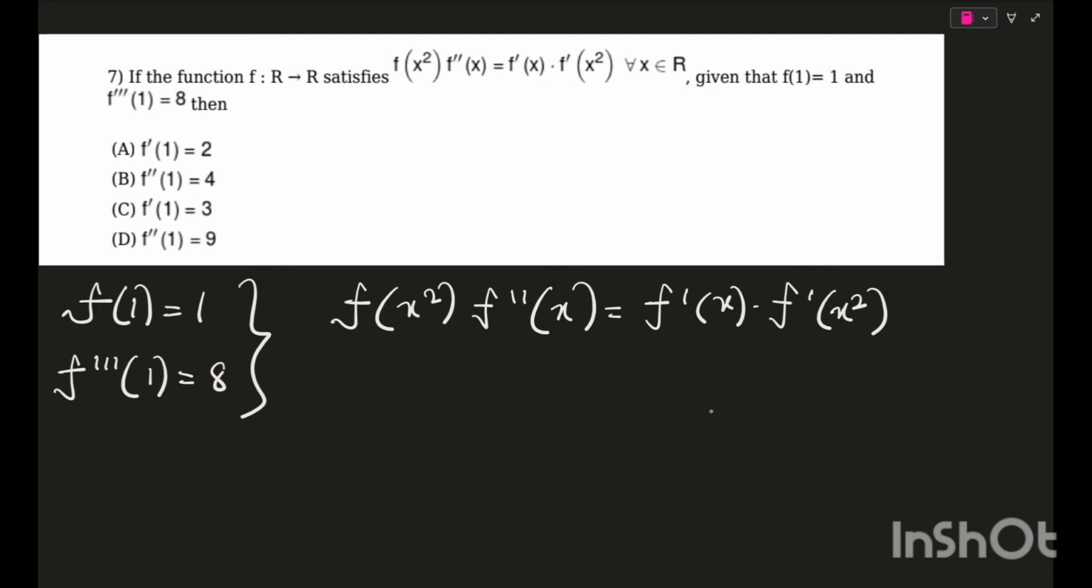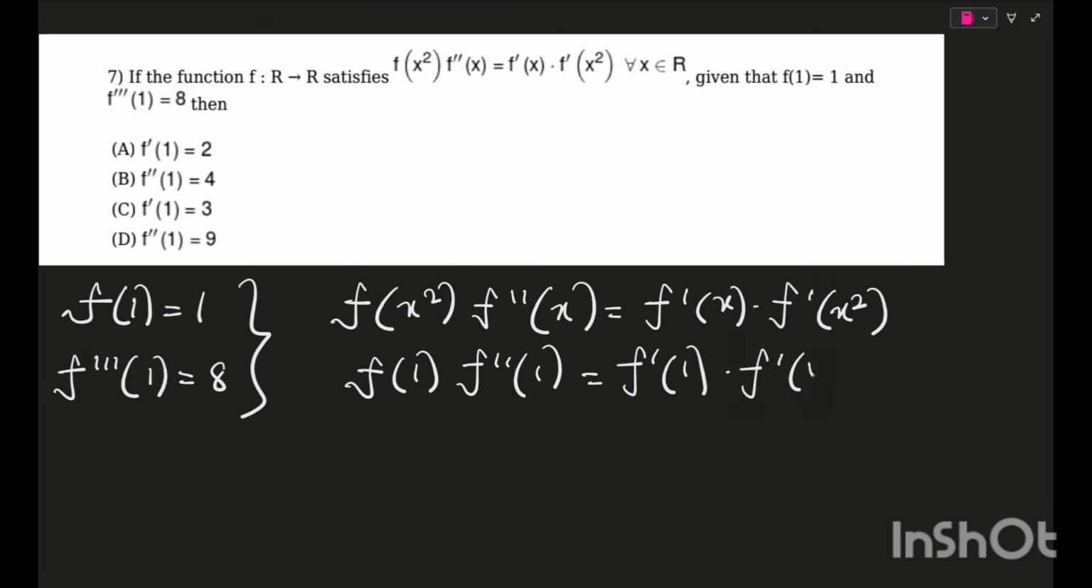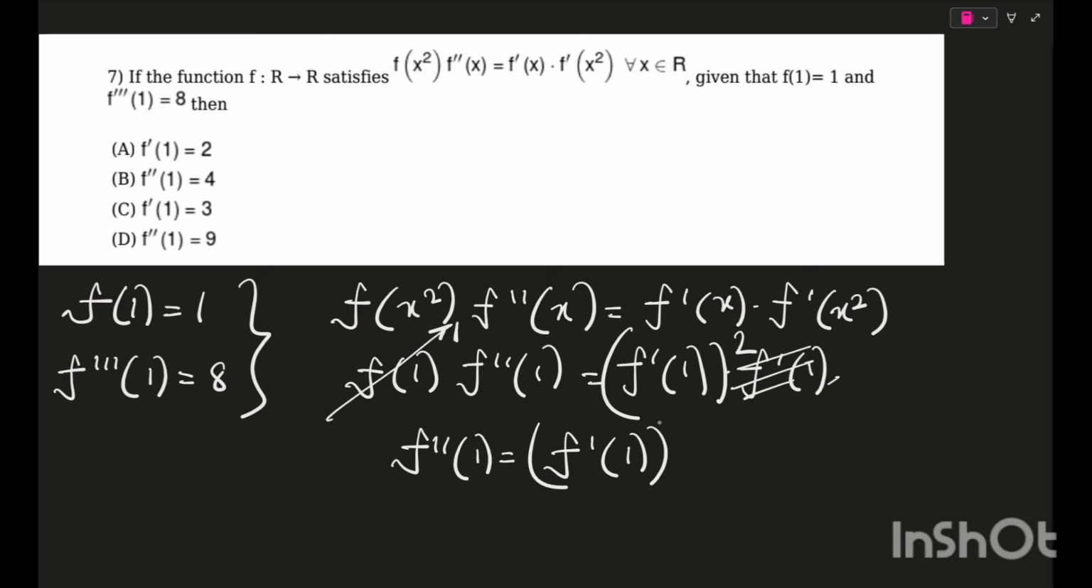Now let's do one thing guys. I am putting x equal to 1 in this particular equation. So this will become f of 1 into f double dash 1 equals f dash 1 into f dash 1, which is obviously f dash 1 whole square. Now f of 1 is 1, so f double dash 1 becomes f dash 1 whole square.